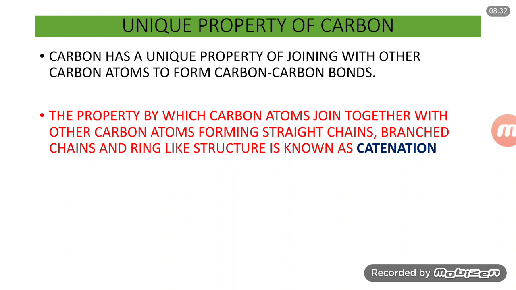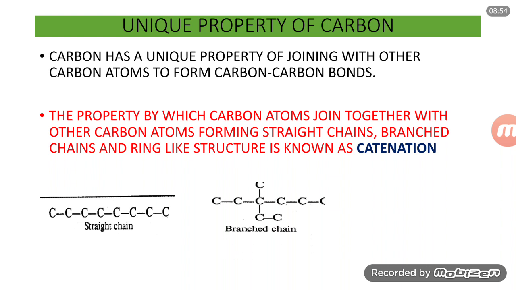In simple words, I can say that the self-linking ability of carbon atoms to join with other carbon atoms to form straight chain, branch chain or ring-like structure is known as catenation. So here you can see in the diagram a chain of carbon atoms arranged in a straight pattern. Here you can see that the carbon atoms are in a straight chain as well as branched also. Here you can see that the carbon atoms are arranged in the form of a ring.